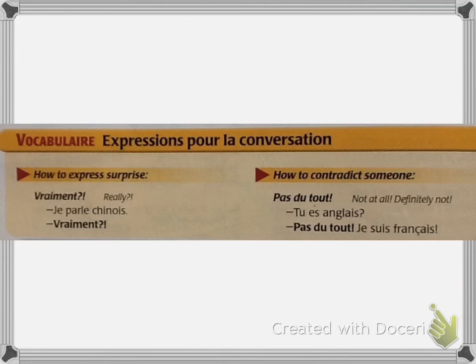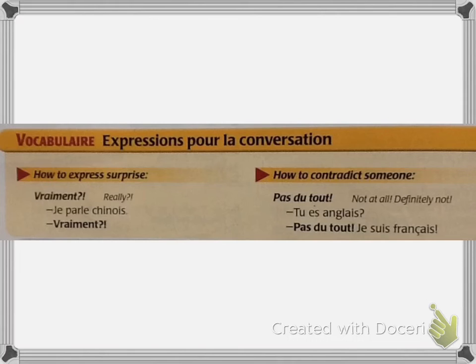Next, we come to one of those little yellow boxes, an expression pour la conversation. How to express surprise. S'il vous plaît, répétez. Vraiment. Je parle chinois. Vraiment. So, really? So, I speak Chinese. Really? Okay. How to contradict someone.